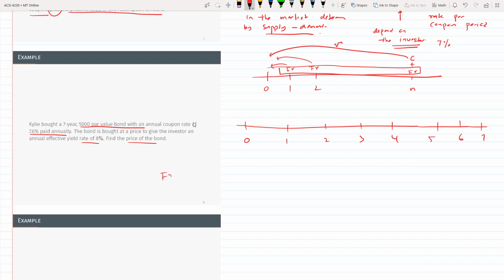So what's the coupon amount? Fr, the face value, is 5,000 times 7.6%. Let's calculate this value. 5,000 times 0.076 is 380. So at the end of every year, you will get $380 as coupon. In the last year, the bond is a par value bond, so basically it's 5,000 here. This is the redemption amount.